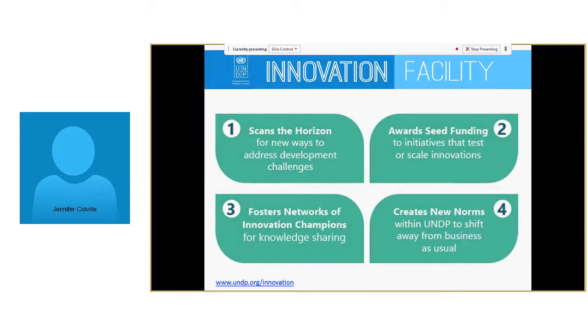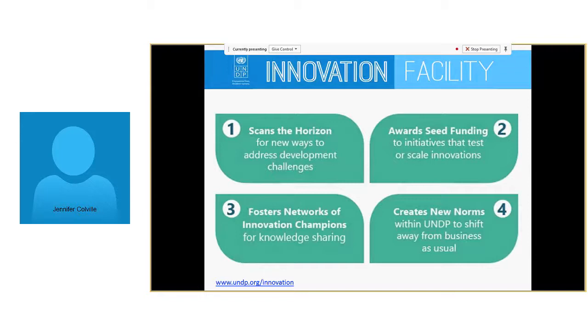And I think that's an important aspect to note, that many of our own country offices are the ones who are breaking barriers and doing development differently. And again, that comes back to why it's so important to be part of this innovation network and to be able to share across countries and regions.